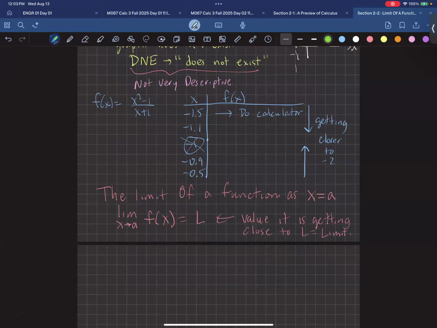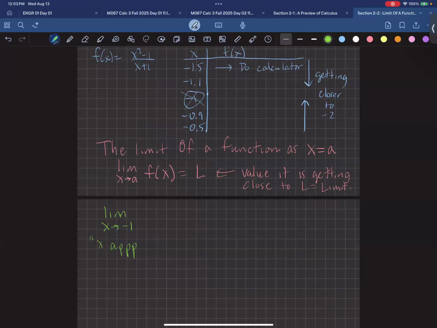So we could say the limit as x approaches -1 of our function x squared minus 1 over x plus 1. That's what this reads as. We say the limit is -2 because that's what the values are getting close to. Okay.